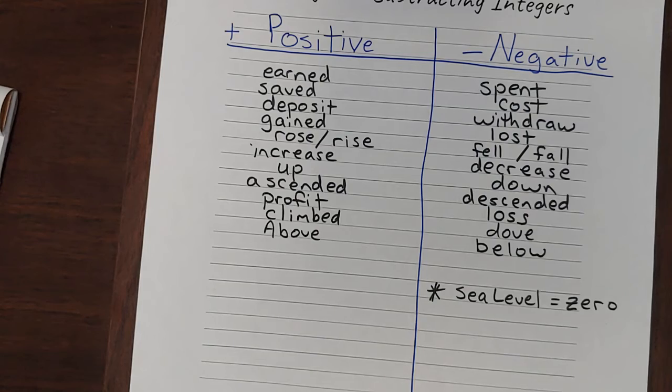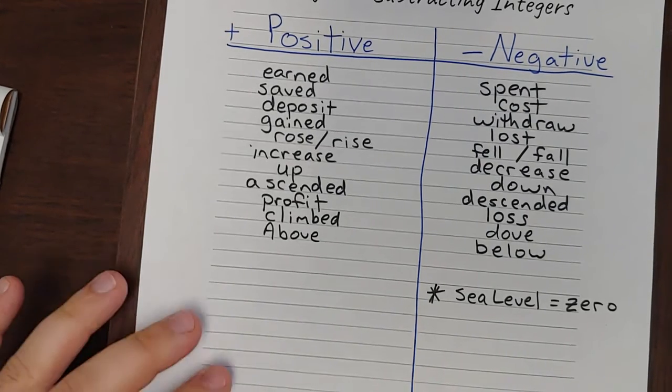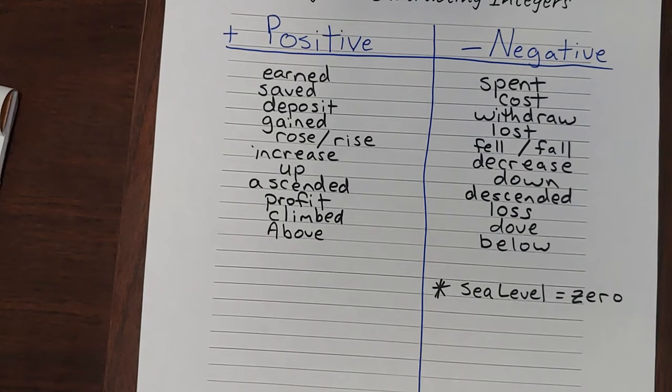That'll be anything dealing with altitude at all. So it could be talking about mountains. If they're saying they're at a height of 1,000 feet, that's 1,000 feet above sea level is what they're talking about. Okay.